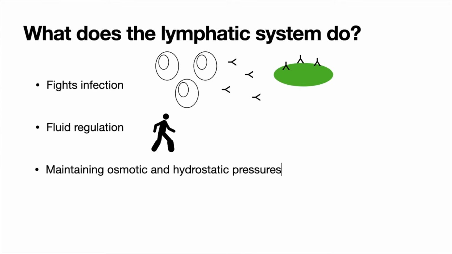The third point links to the second point about fluid regulation that I've mentioned, and that is maintaining osmotic and hydrostatic pressures. Now, here we have a diagrammatic representation of a capillary. So on the left-hand side, you have the arterial side of the capillary, and then on the right-hand side, we have the venous aspect. So if we think about the arteries themselves, I'm sure you're aware that the pressures in the arterial system are very high. And so if we do have fluid in the arterial side of the capillary, it will get pushed out. And this is known as the hydrostatic pressure.